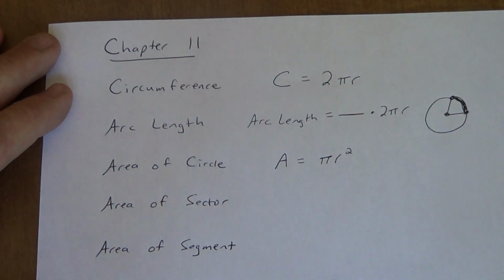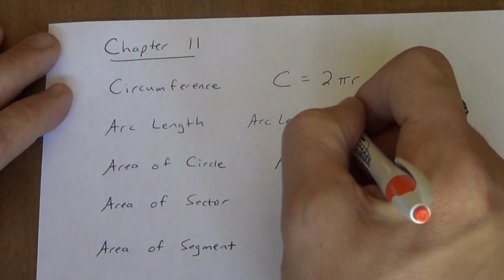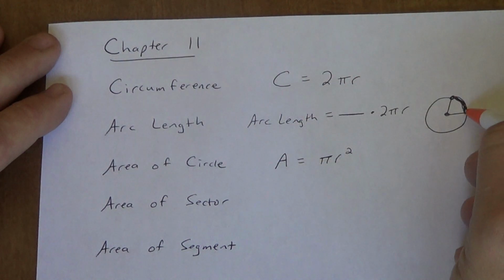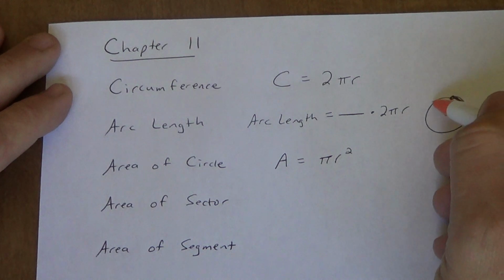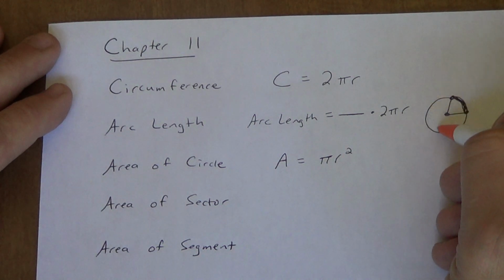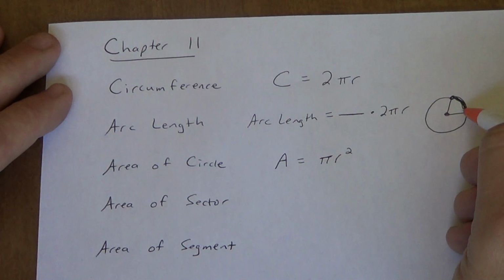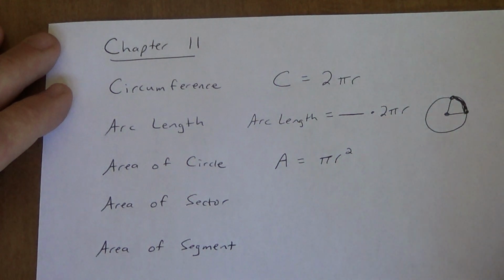Well, how do I know what fraction? Well, all we do is we use the arc measure. Okay, let's say this is 80. Well, we know the whole thing, all the degrees, is 360. So we want 80 out of 360. And if we reduce that, we would get, in that case, 2/9. So it would be 2/9 of the circle.